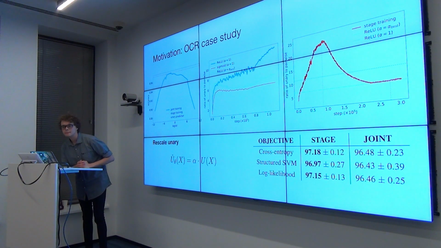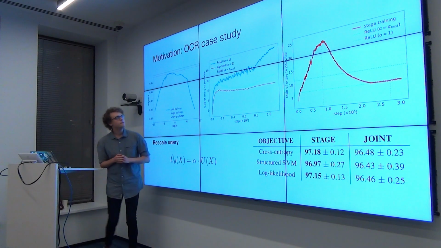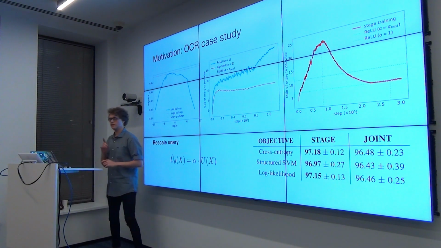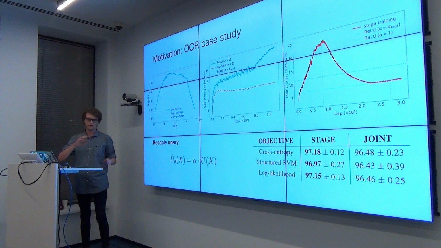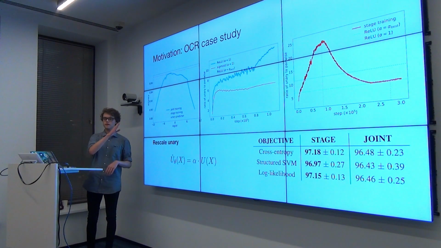And what is on the y-axis? Ratio of unary to pairwise? What do you mean? I said that it's just the fraction of mean absolute values of entries in the unary matrix and the pairwise matrix.